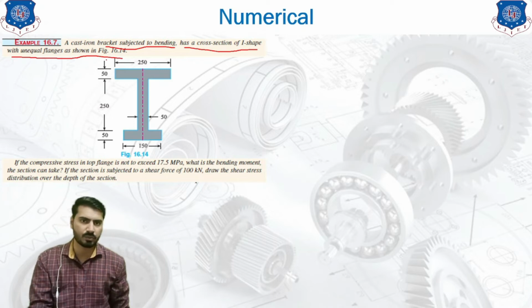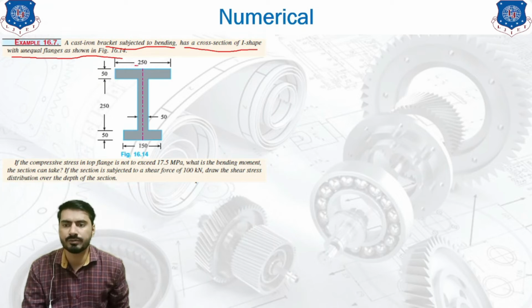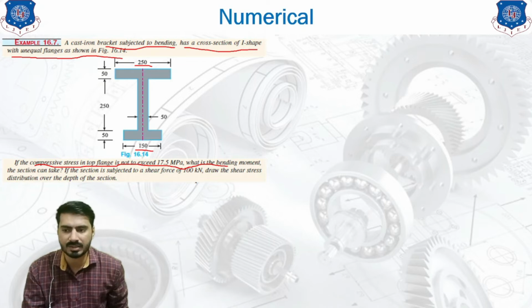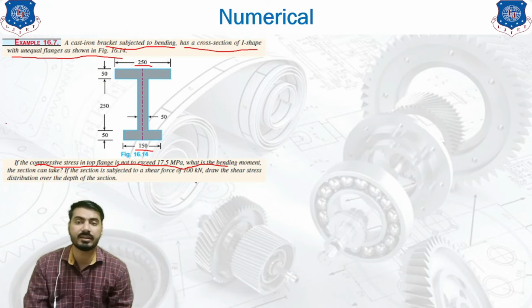So the figure is already provided, you don't have to draw your figure, but dimensions are given as 250 on the upper side and 150 on the lower side. So both the flanges are of different dimensions. The depth of the web is 250 and thickness of the flanges are 50. If the compressive stress in the top flange is not to exceed 17.5 megapascal, what is the bending moment the section can take? So we need to find out the bending moment that the section can take.